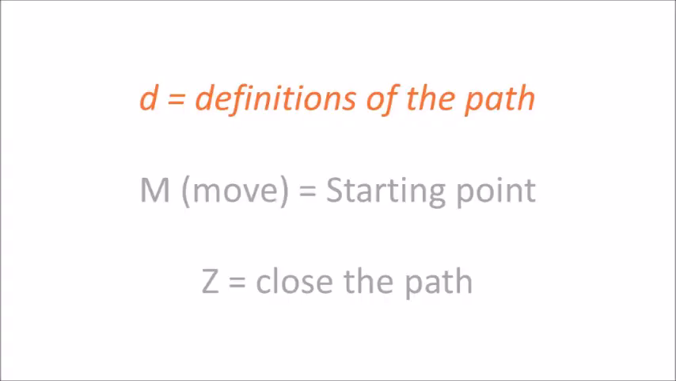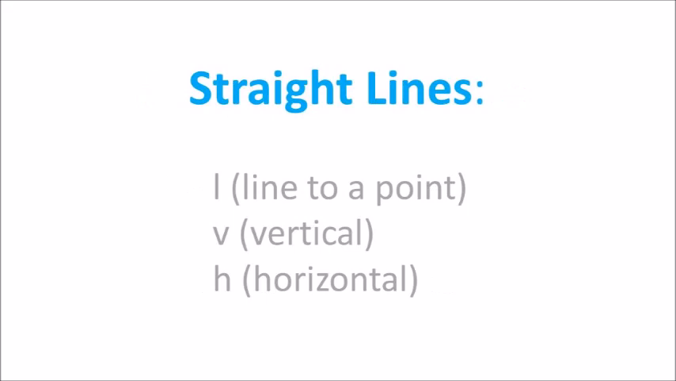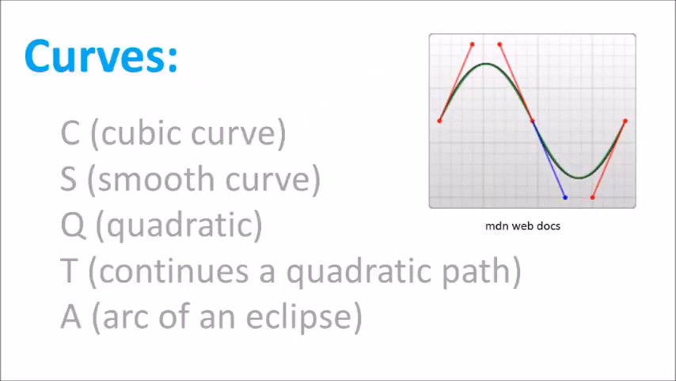Path point types. So D is for the definitions of the path. M is to move, which is the starting point, and Z closes the path. We have straight lines, L from one point to another point, V, it's a vertical line, and H is horizontal. There are many different types of curves that you can use, including cubic, smooth, quadratic, and adding arcs. I'll leave a link in the description for the MDN docs for more information.